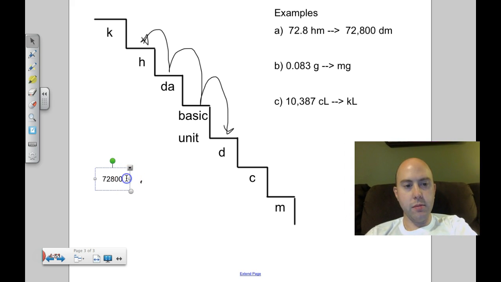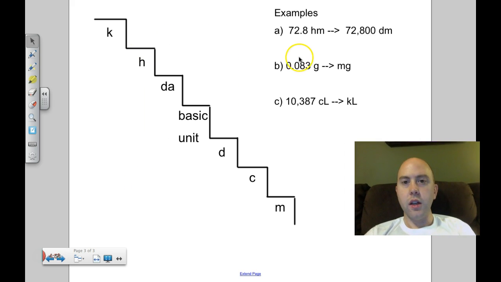Let me get rid of this. I think I can just highlight and delete. There we go. Delete all this stuff. I have 0.083 grams, and I want to change it to milligrams.